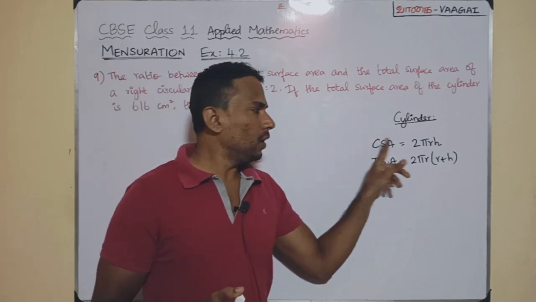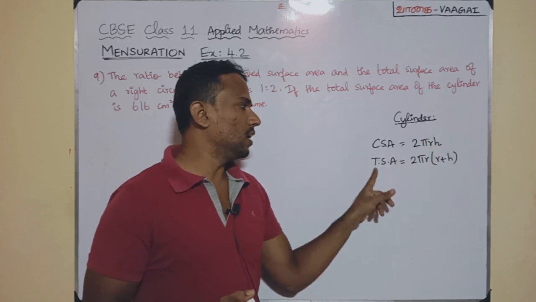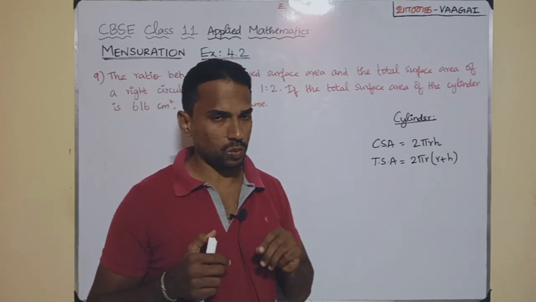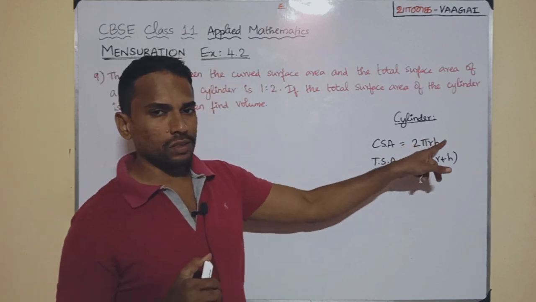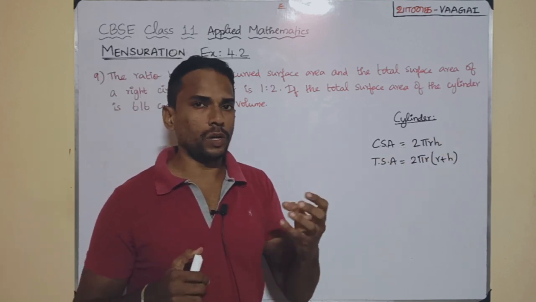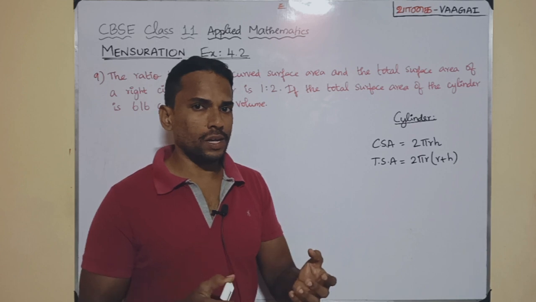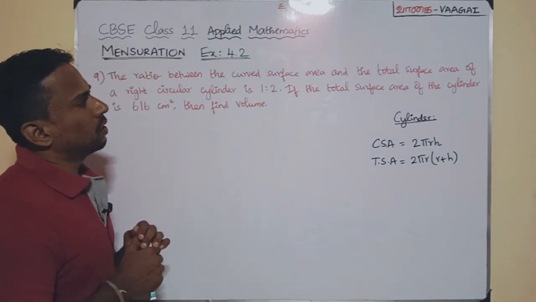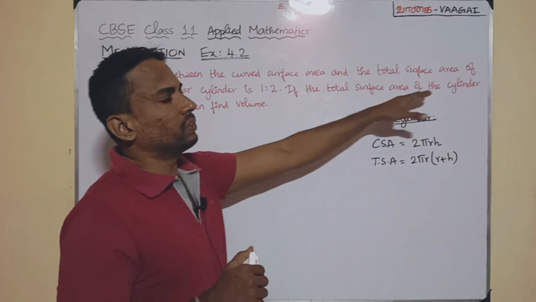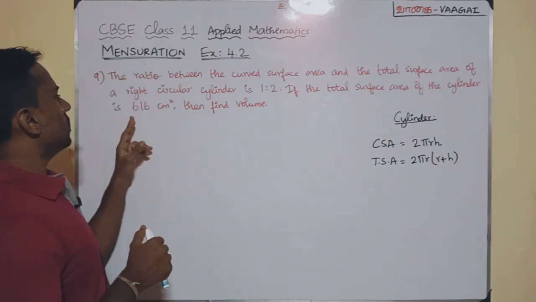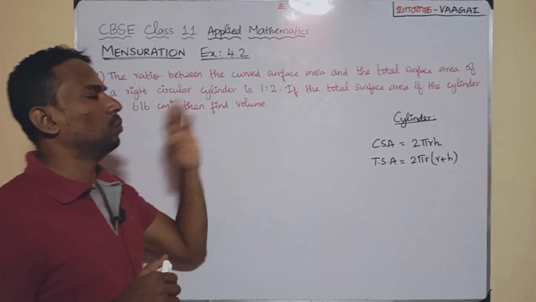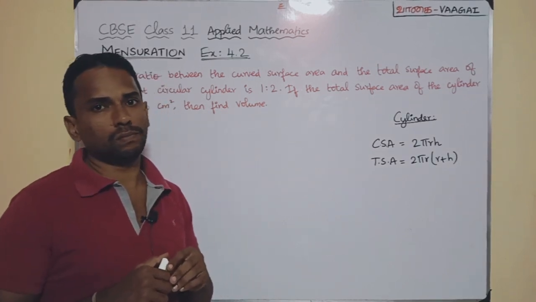CSA is going to be 2πRH and TSA is going to be 2πR(R + H). Here, R and H are the radius and height of the cylinder respectively. Now, if the total surface area of the cylinder is 616 cm², then find the volume. So this is going to be the question.